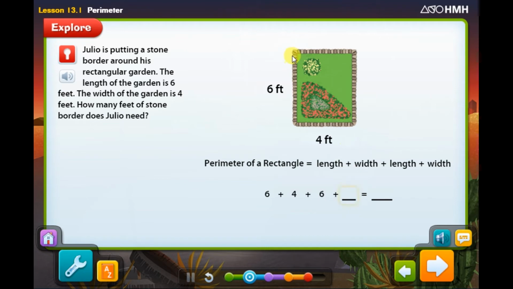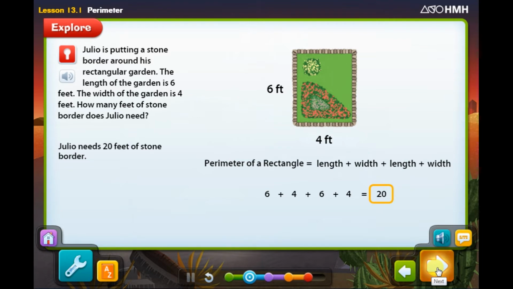So he walked like that. He made a starting point here. He said 6, then 4, then 6 again, then 4 finally. The second width is the same as the first, 4 feet. When you add up all the sides, the total is 20. So Julio needs 20 feet of stone border. Okay, if you notice here, we have 2 lengths and 2 widths, right? The 4 here is the same as the 4 here, and the 6 here is the same as the 6 here. So we have 2 of each dimension.